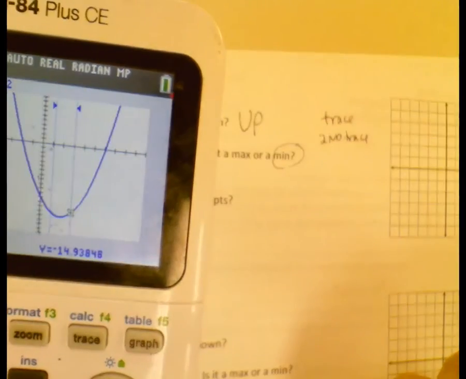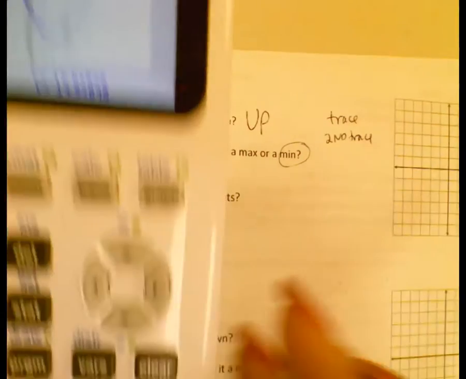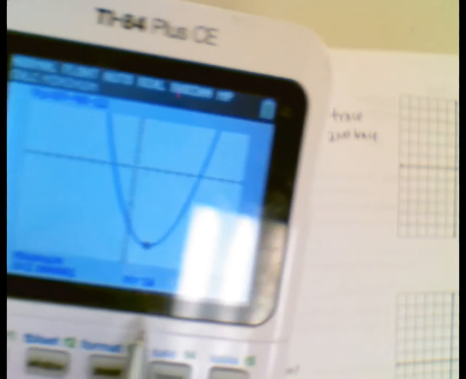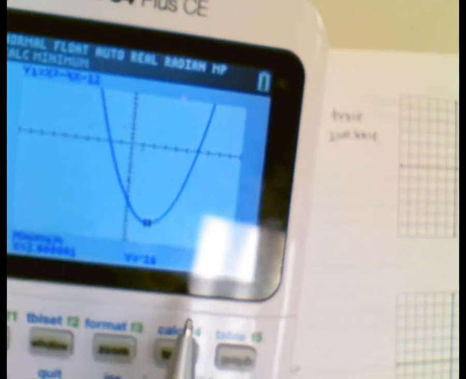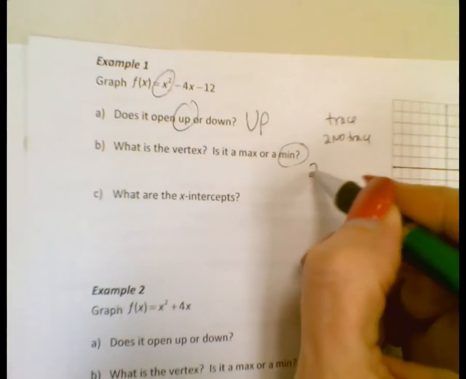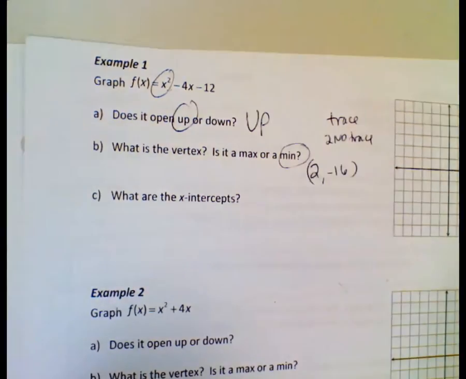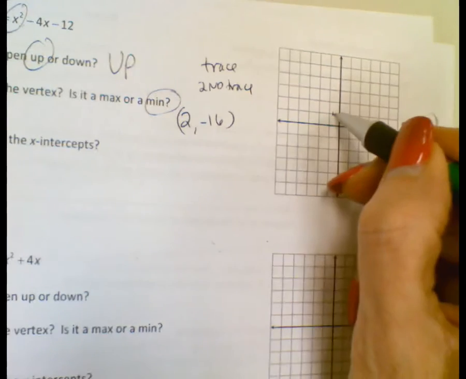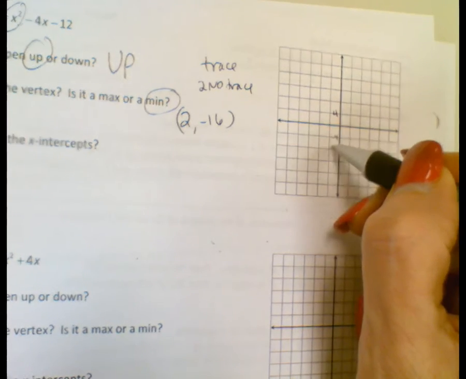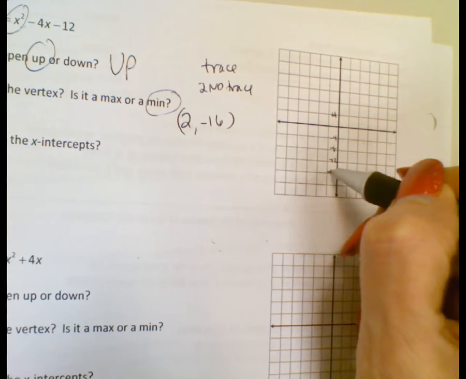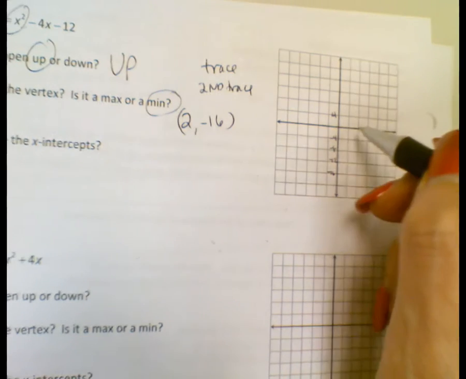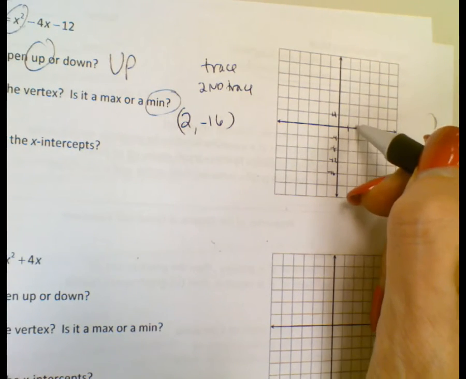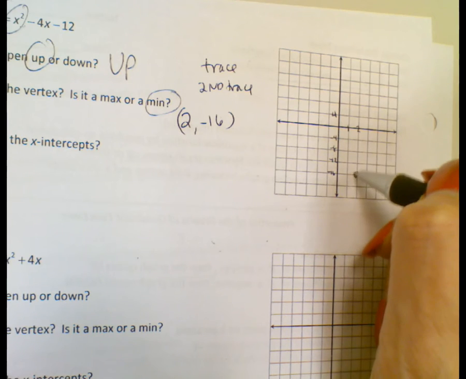If you're satisfied with your guesses, then you can just press enter for the guess, and it says minimum. It's approximately 2, negative 16. So that is your vertex, 2, negative 16. Because my graph doesn't have 16 numbers, let's go by 4s. So this is negative 4, negative 8, negative 12, negative 16. And we'll go by 1s here. So 2, negative 16 is right there.